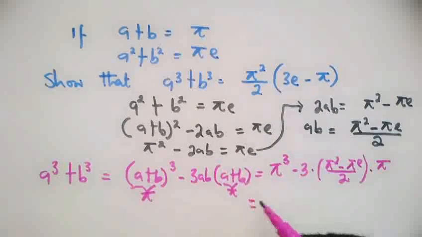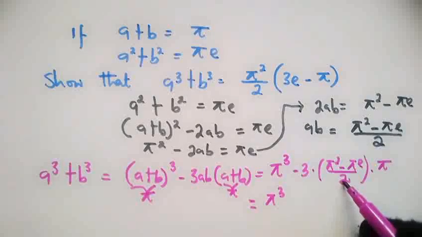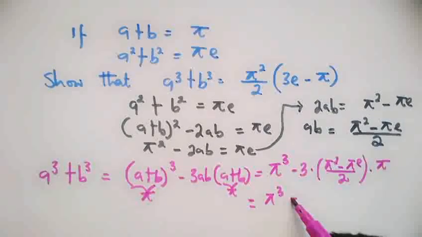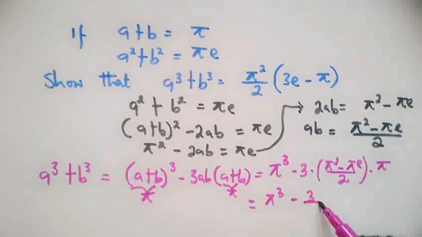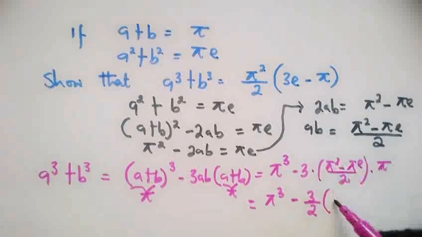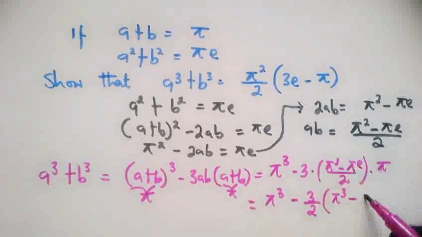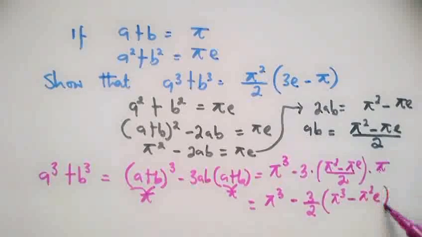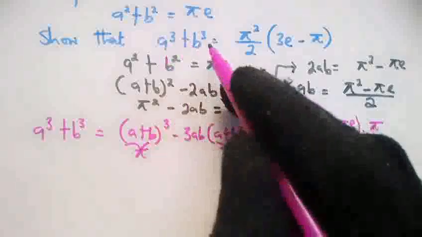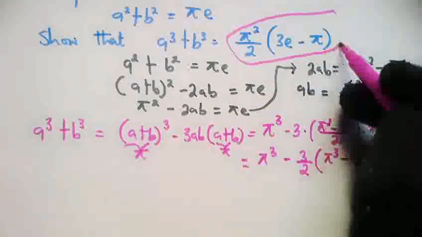Now we're evaluating this. We have pi raised to the power 3 minus 3 all over 2, open bracket pi times pi squared is pi cube, minus pi times pi a is pi squared a. Now remember we need to prove that a raised to the power 3 plus b raised to the power 3 is equal to this. We need to prove this.